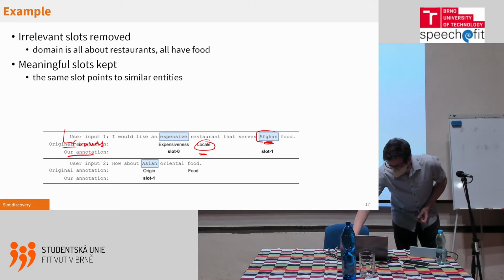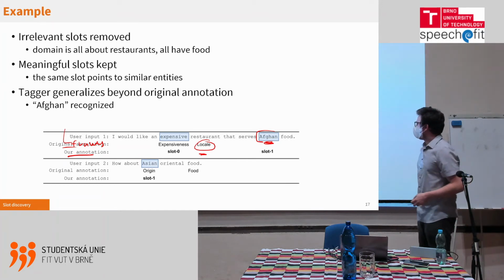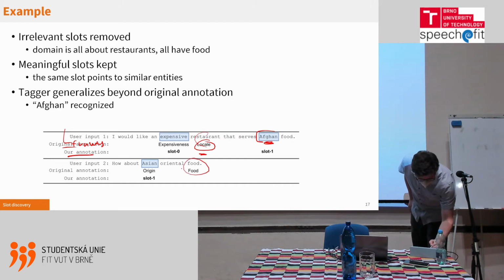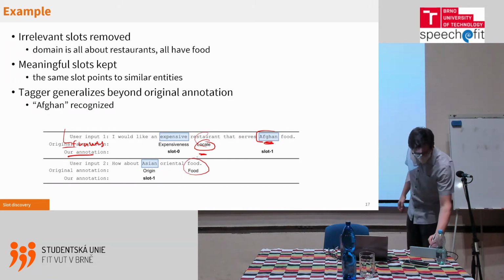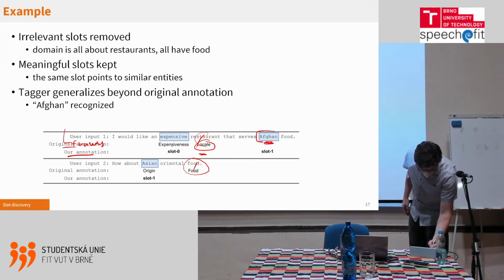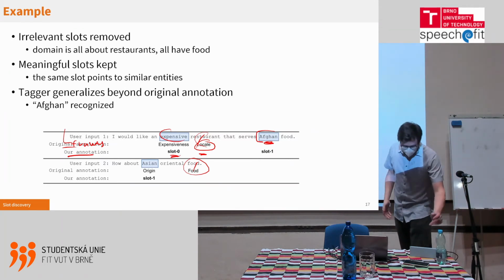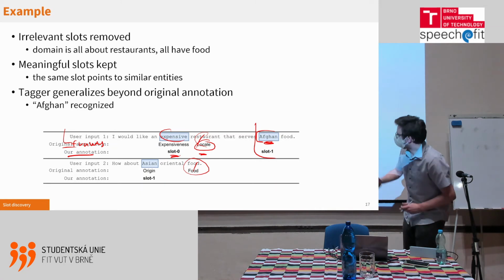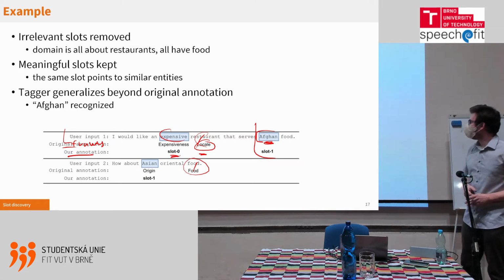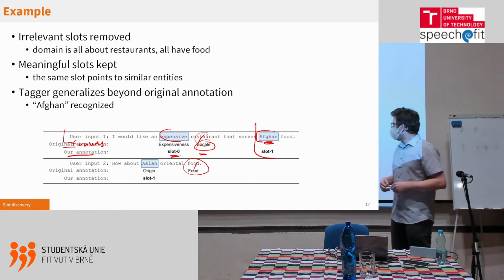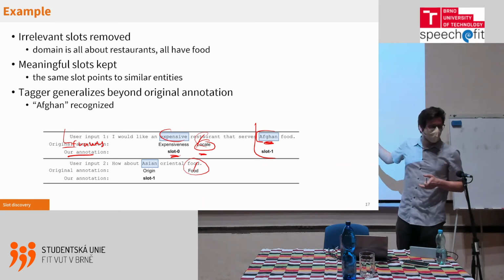Basically we have the irrelevant stuff like this locale or the word food, and this is removed. This is not in the annotation. And the meaningful stuff is kept, like expensive, cheap. And sometimes the tagger is able to generalize beyond the original annotation. Obviously this is a nice cherry-picked example.